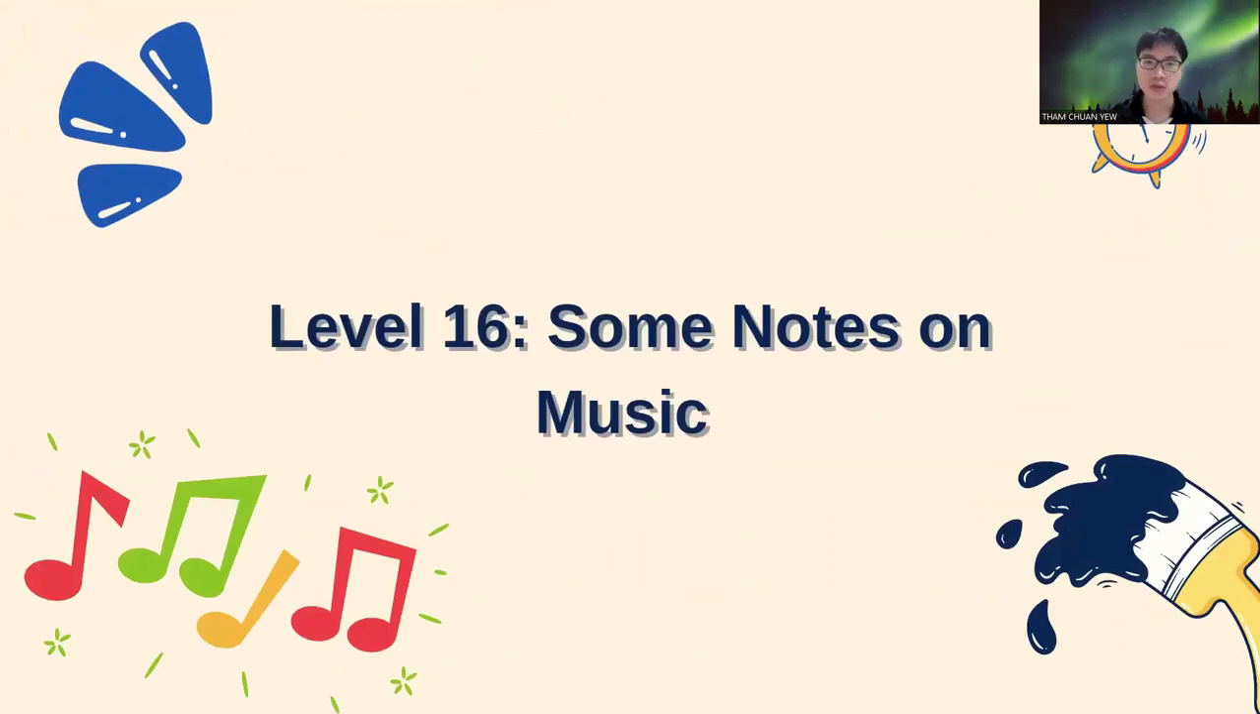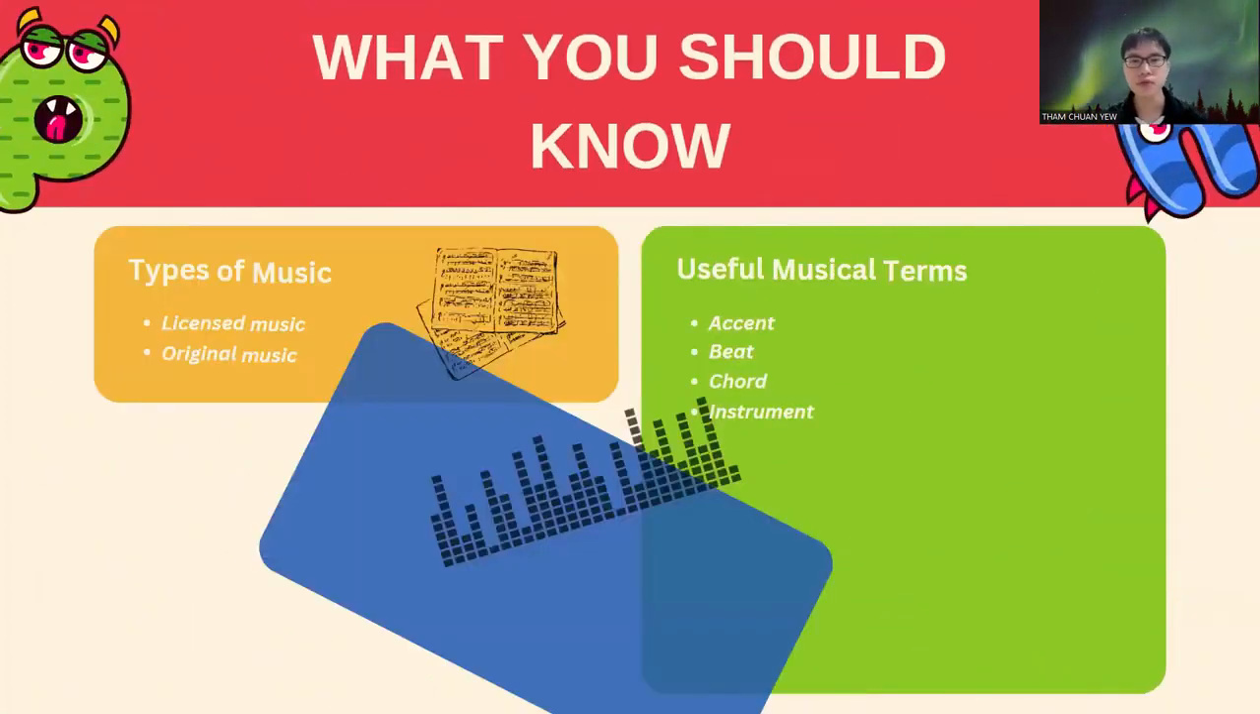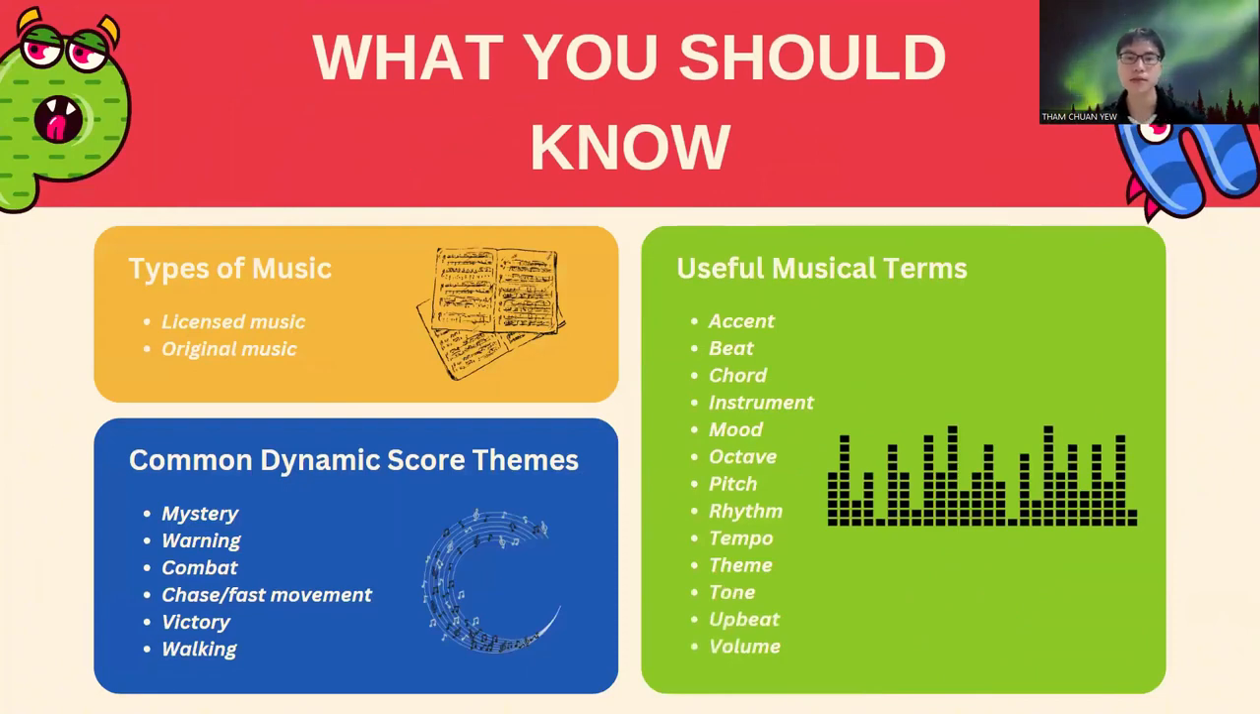Now let's go to level 16, which is some notes on music. So what do you need to know? Basically there are two types of music. The first is licensed music, whereby you are buying music which is already published. Secondly, you can hire a composer to create original music for your game instead.